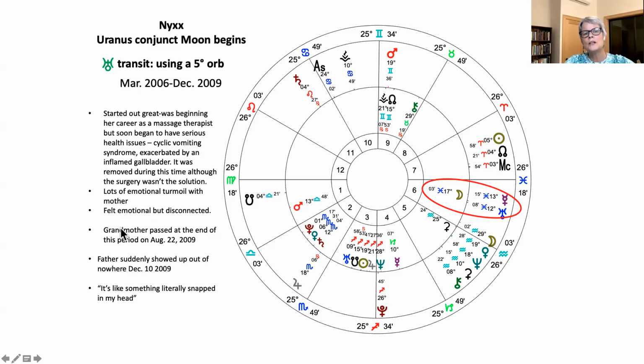And then just to mention here, her grandmother passed at the very end of this, just before the December 2009 ending, August 22nd, 2009, which really touched her deeply, and which she'll talk about. And then her father showing up absolutely out of nowhere just after that in December 2009. She says, it's like something literally snapped in my head. That's so Uranian. So Nyx, I'll let you take it over from here.